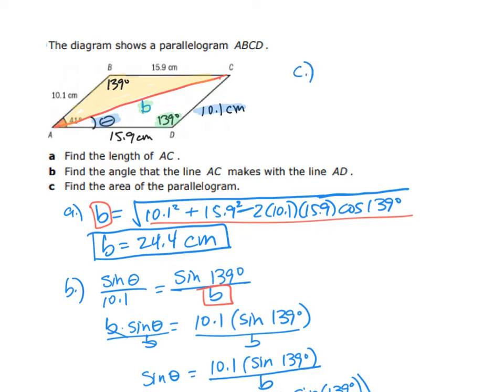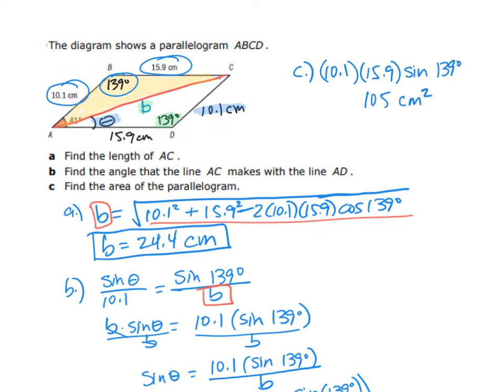So to find the area of the parallelogram, let's use these two sides and the included angle. So we'll just take 10.1 times 15.9, and then we're going to multiply that by the sine of that included angle. Again, make sure your calculator is in degree mode. And to three significant figures, we're going to get 105 centimeters squared, because this was an area problem.